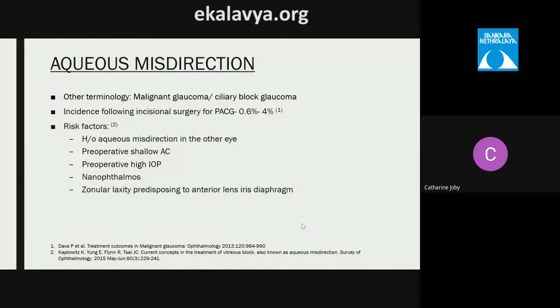Coming to the next topic, aqueous misdirection, also known as malignant glaucoma or ciliary glaucoma. Incidence of aqueous misdirection following incisional surgery for primary angle closure glaucoma was found to be 0.6 to 4%. The risk factors for aqueous misdirection include history of aqueous misdirection in the other eye, preoperative shallow anterior chamber, preoperative high intraocular pressure, nanophthalmos, and zonular laxity predisposing to anterior lens iris type.